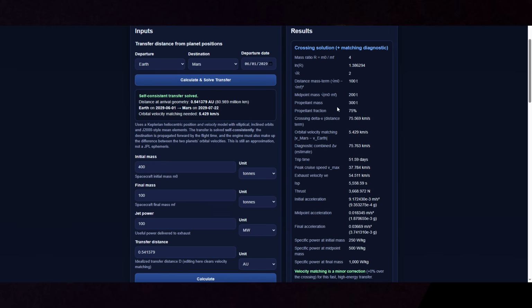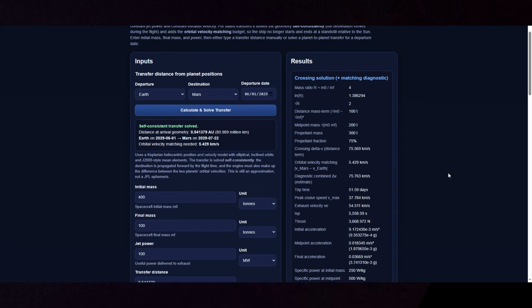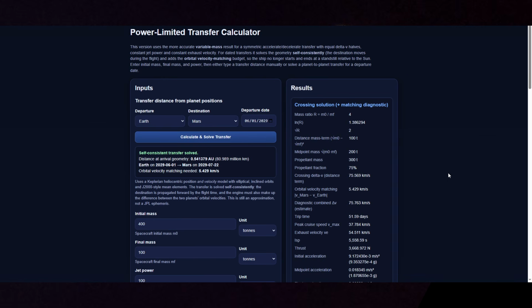The transfer window is not going to be a Hohmann transfer because this is a totally different sort of trajectory. It's basically trying for a straight line trajectory. Your peak cruise speed is 37 kilometers per second. And I think that's on top of the speed around the sun. So, that's the idea. The result of all this is some of these numbers are probably wrong because it's still using an approximation. It's trying its best, but it's still using an approximation.